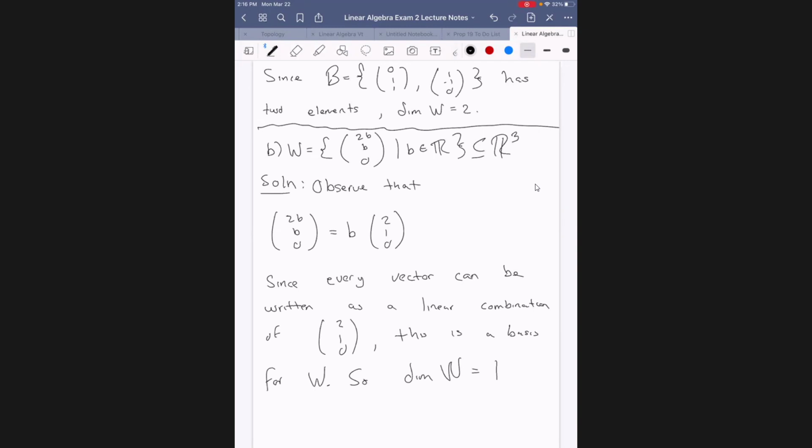So just because you take a subset of a vector space, let's say R4, and you know that the dimension of the vector space is 4 in that case, doesn't mean those subsets will have the same dimension.